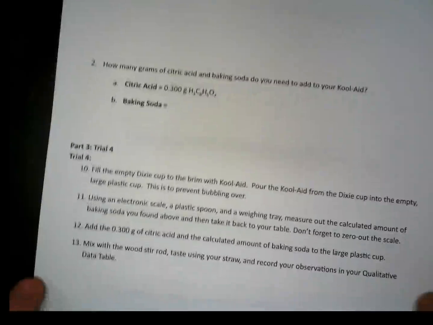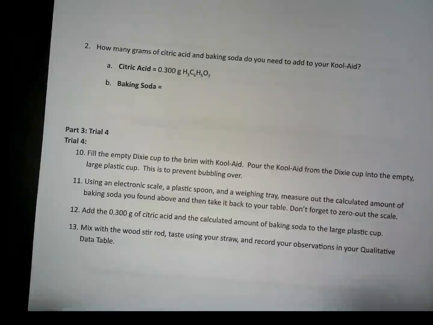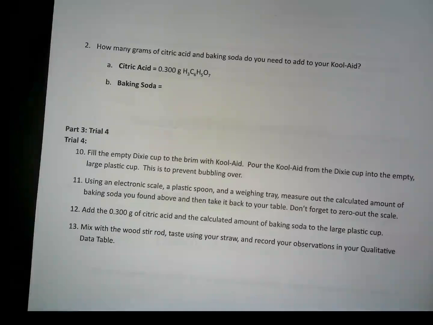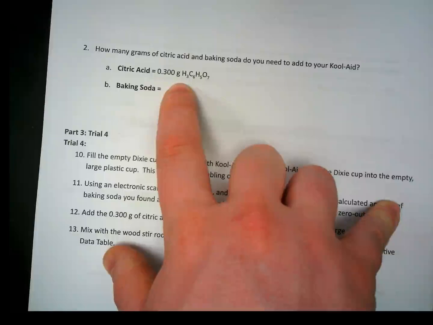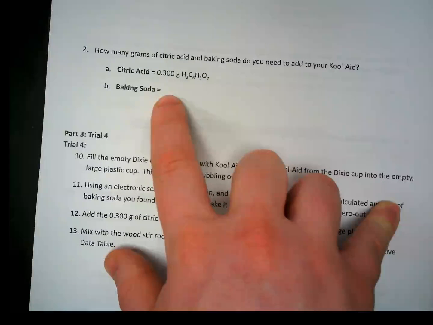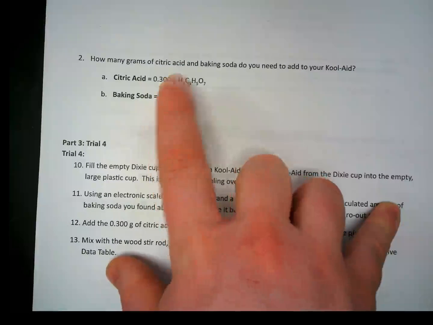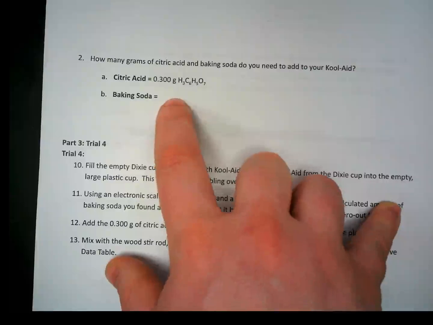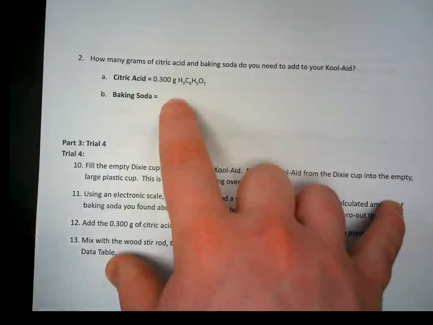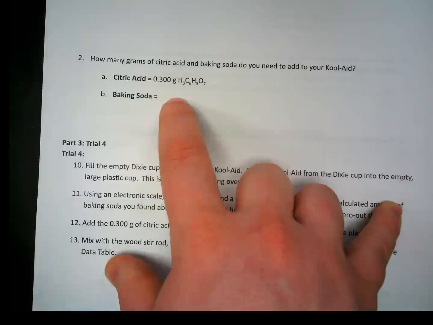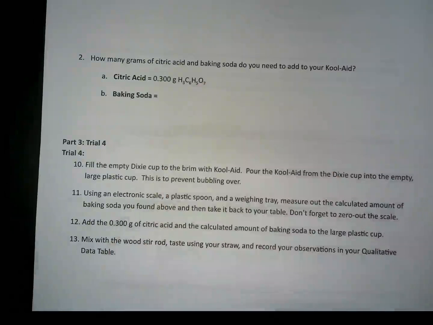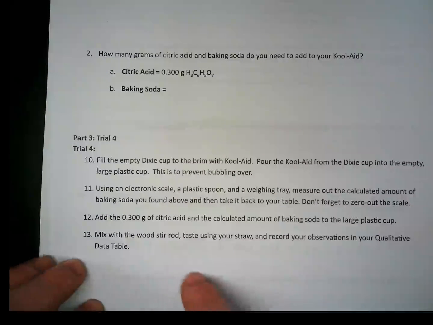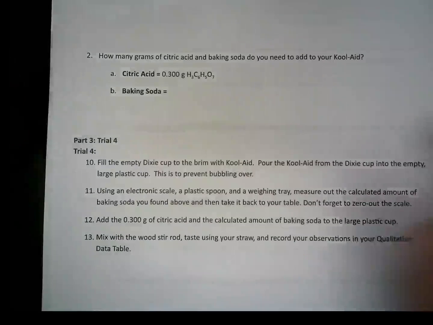We're going to start part 3 here. Okay, so part 3, you can read these instructions. What you're going to do is mix 0.3 grams of citric acid, and you're also going to measure out whatever amount of baking soda you calculated here. You're going to mix those with a new batch of Kool-Aid, and then you are going to taste it.